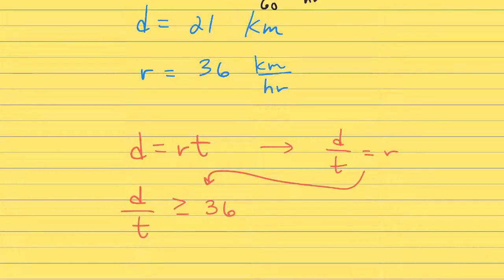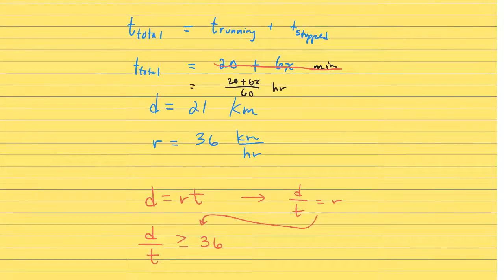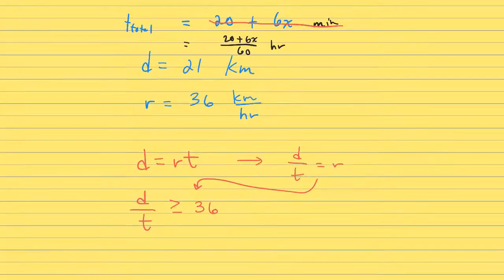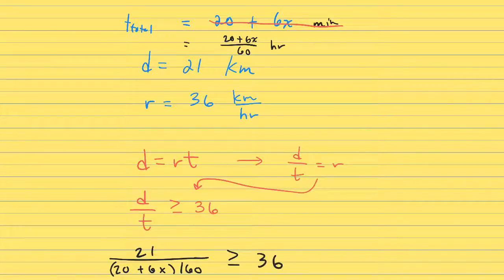So the setup is the hardest part of this problem, right? All this work to set it up is the hard part. The solution at the end here is not going to be that difficult. Now we're just plugging in. So I've got a distance of 21 over 20 plus 6x. That number is divided by 60, and that's greater than or equal to 36. Now, I can do this two ways, and I know some of you are used to working with fractions well, so you can definitely work with fractions.